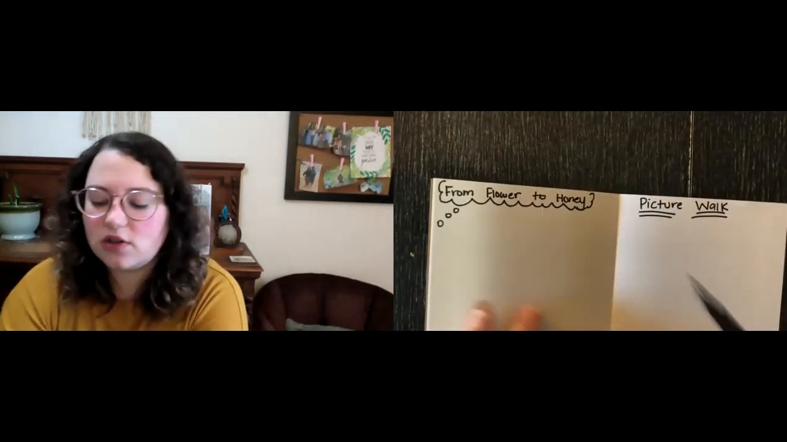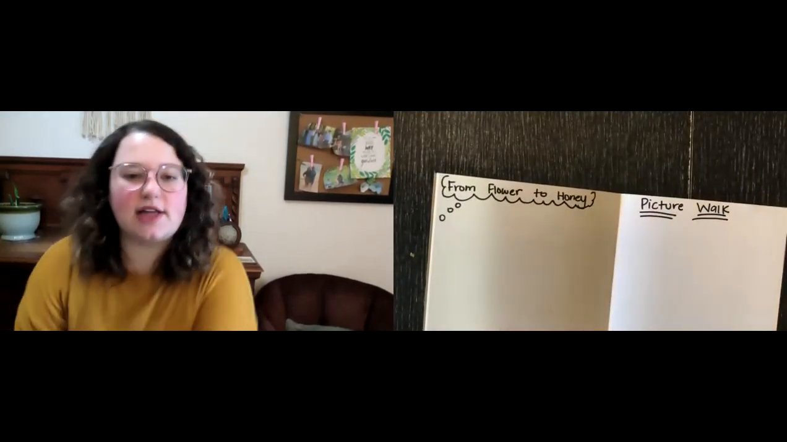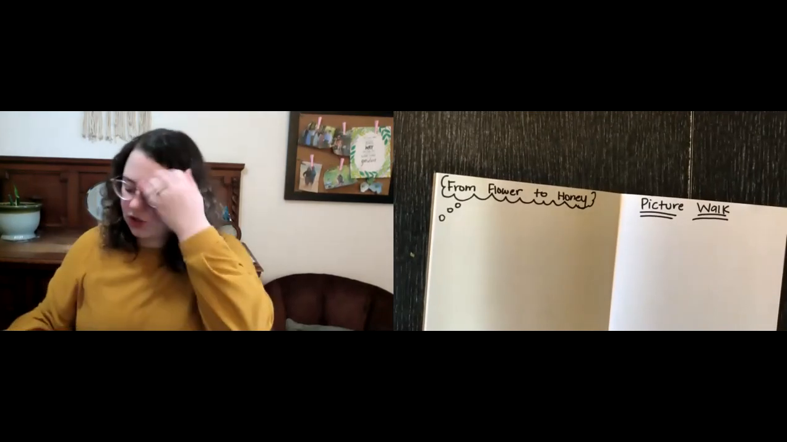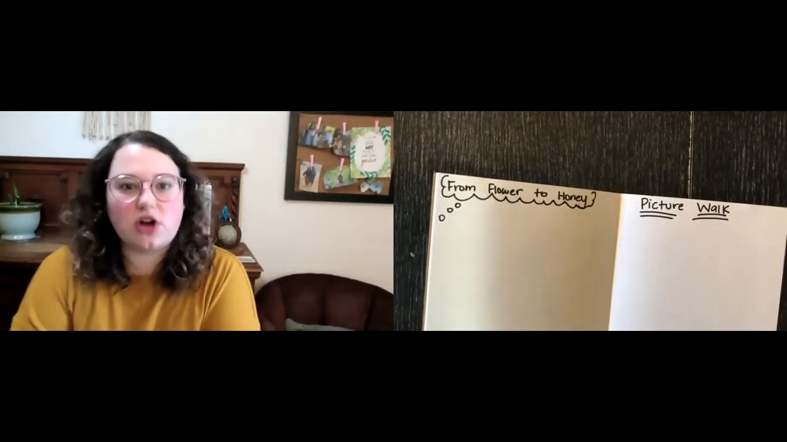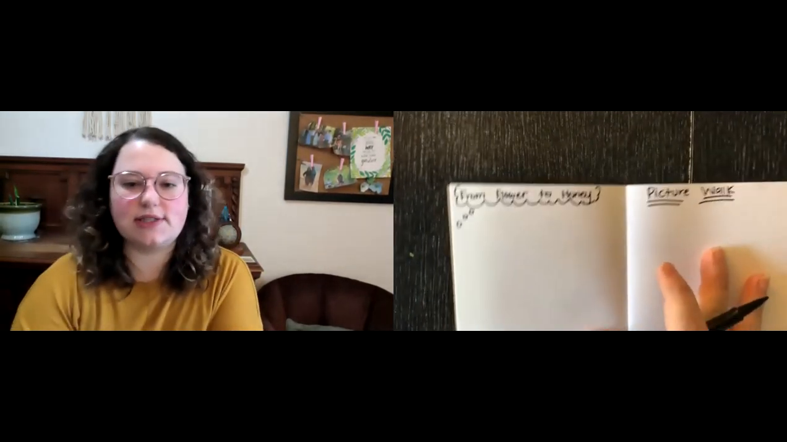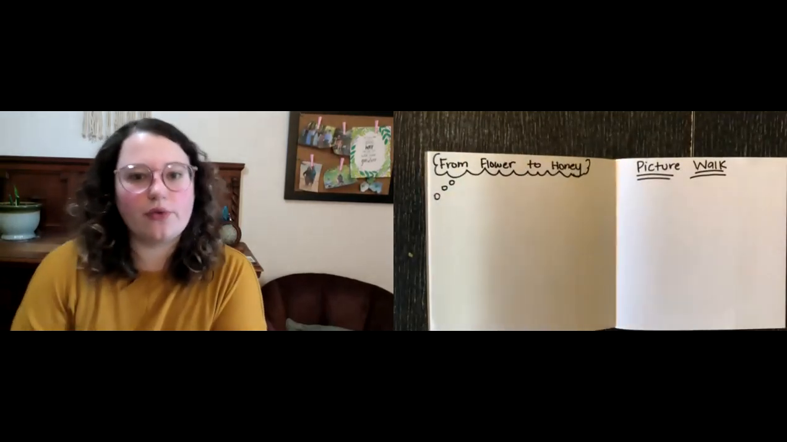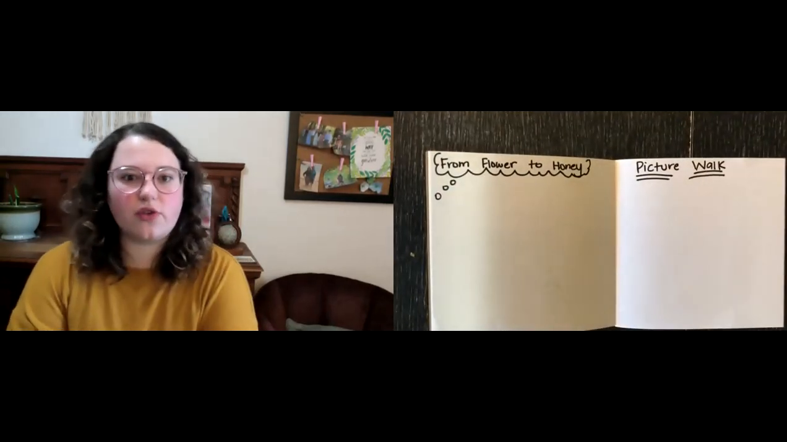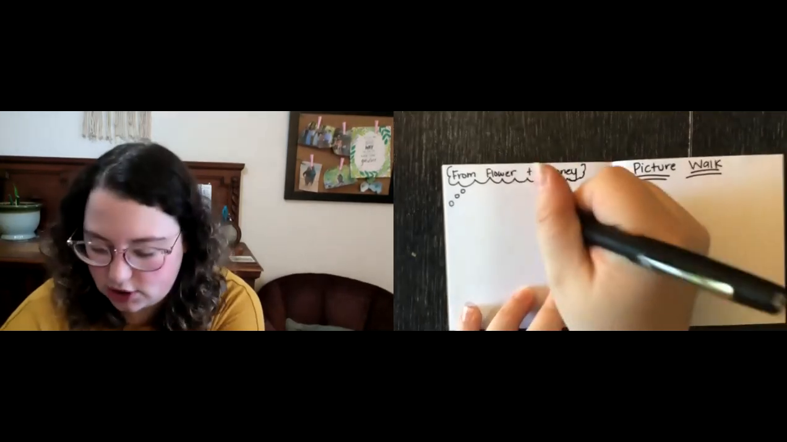And our book today is called From Flower to Honey. So I've written the title as my heading, and I've drawn my little cloud that I like to draw around it, my little thinking bubble. And then I also labeled this a picture walk, because that's what we are doing. We are doing a picture walk. So before I even start reading, I would like us to set up our page in our reading notebooks with those 3 questions that I was just talking about.